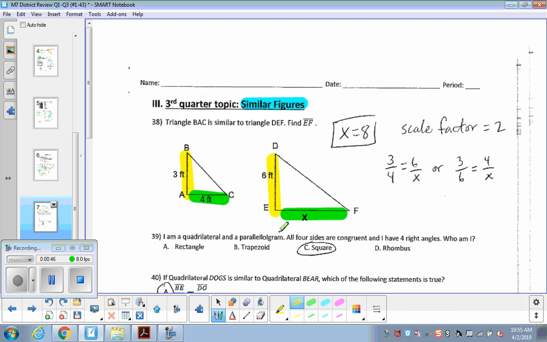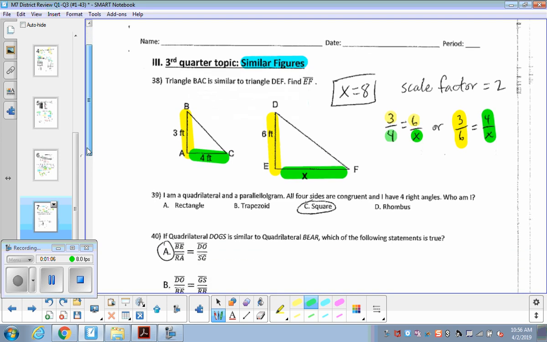Now setting up a proportion, some of you see that 3 matches up with a green 4, so your yellow 6 matches up with our green X. Others of you who caught that scale factor clearly see that 3 matches up with a 6 in doubles, and 4 is going to match up with an X and double. Here we're going to get that X would be 8.